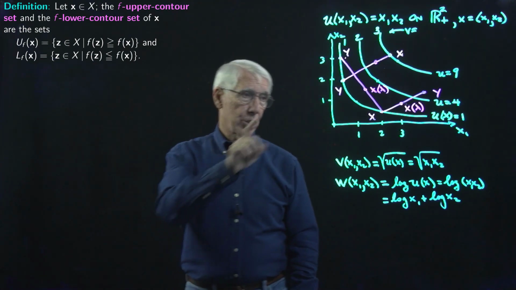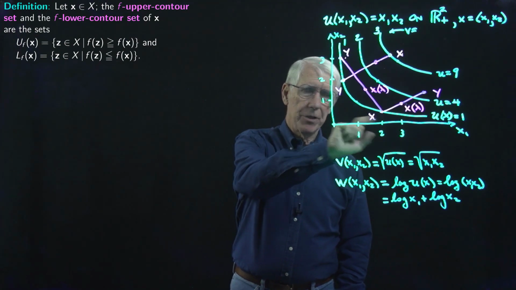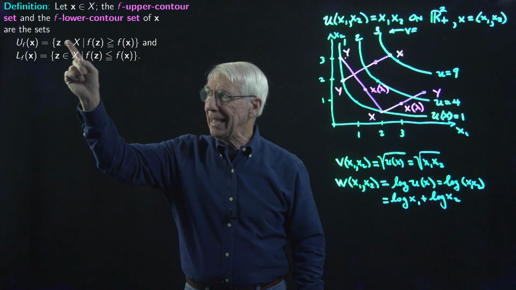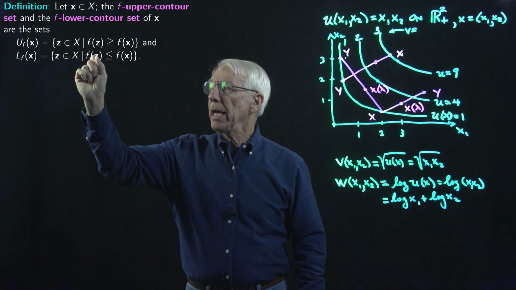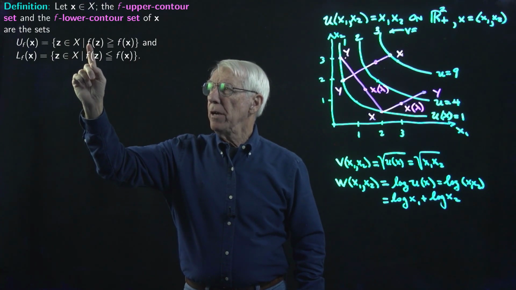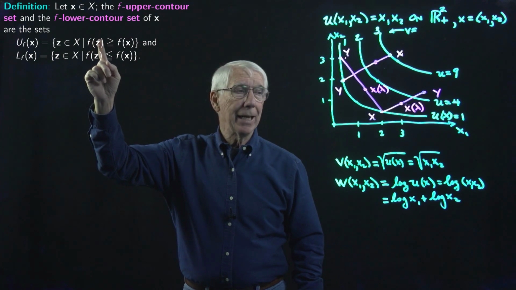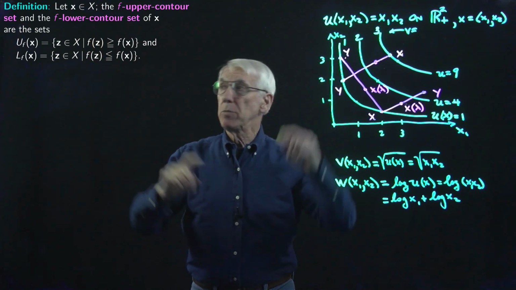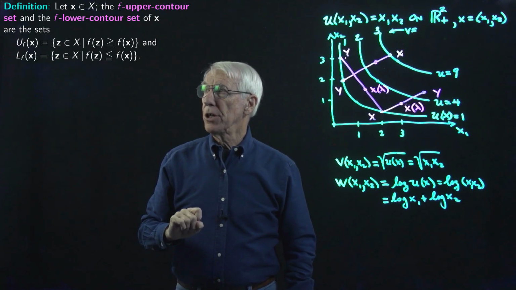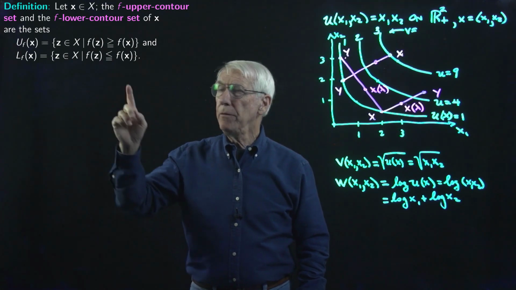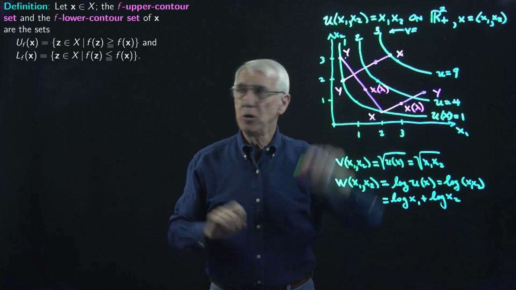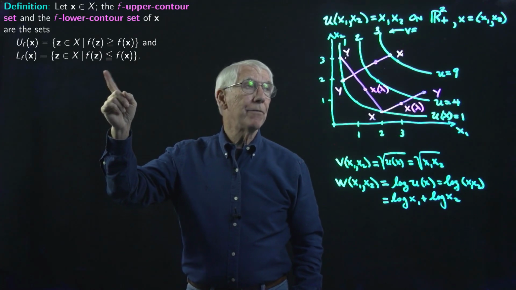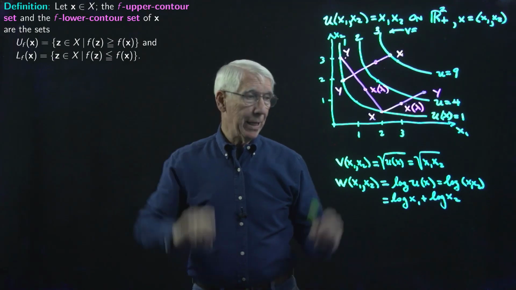So let's look at the upper contour set of this bundle here. It's the set of all vectors z in the domain whose value is at least as big as the value at x. So again, u is playing the role of f over here. So we want to look at all the vectors in R2 plus for which u of that vector z is at least as big as u of x.